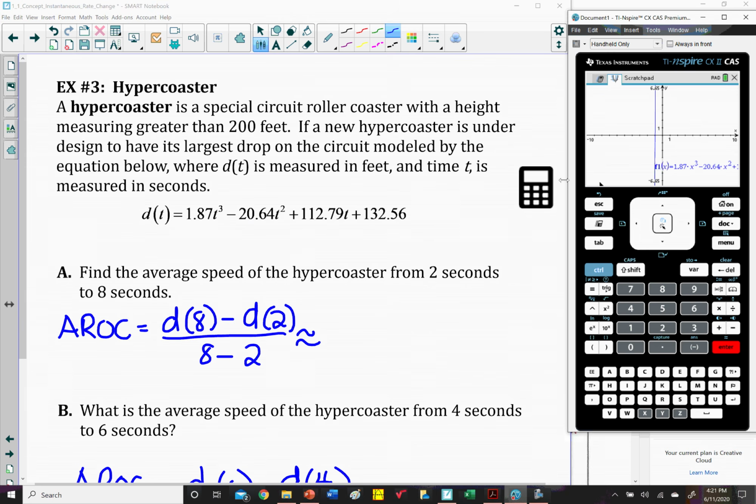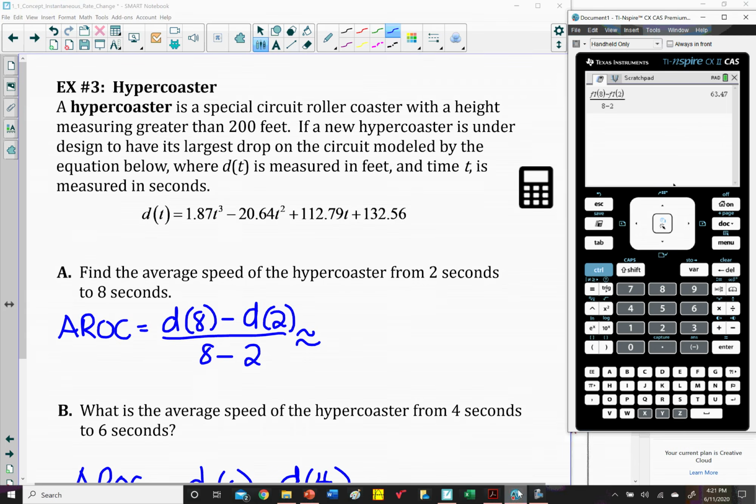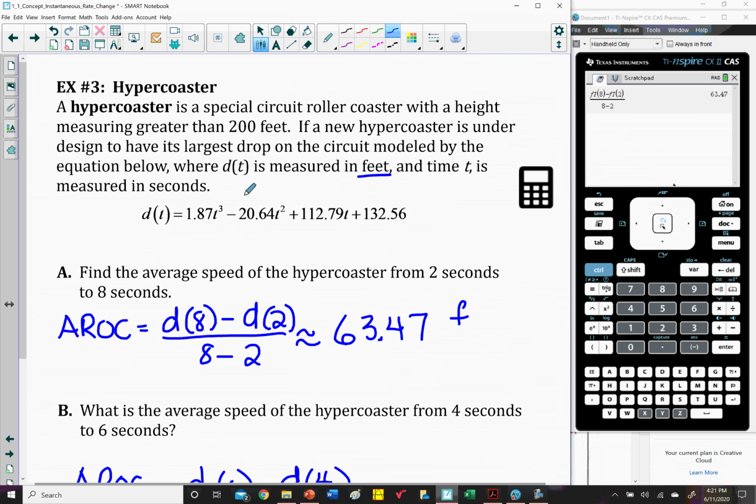So the average rate of change, I don't really need to adjust the window. We can just come over here and let the calculator do it. So we want the function value at 8 minus the function value at 2 divided by 8 minus 2. So that looks like about 63.47. Whoop, sorry about that. Okay, so about 63.47, and our units are in feet per second.